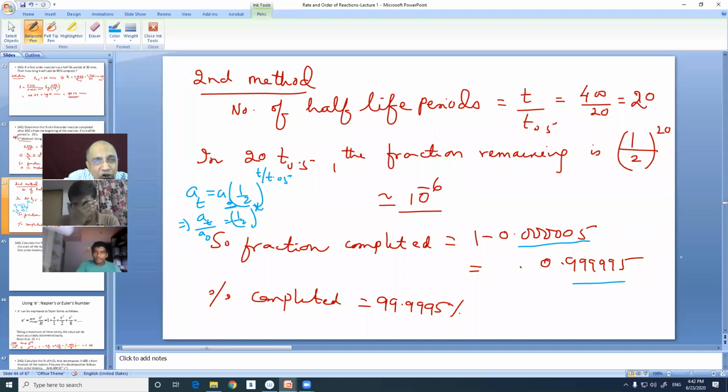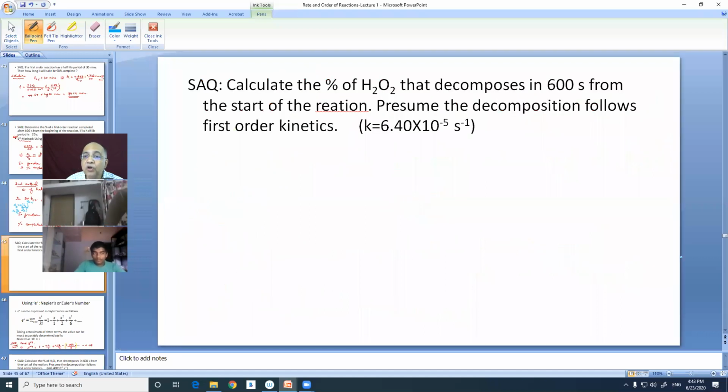With A0 by A, first you get A0 by A, then you take the reciprocal to get A by A0, but here you get A by A0 directly, half to the power something, half into half into half into half. So the number of half-lives equals the number of times that half is multiplied with itself to find the fraction of the reactant remaining after that many half-life periods.